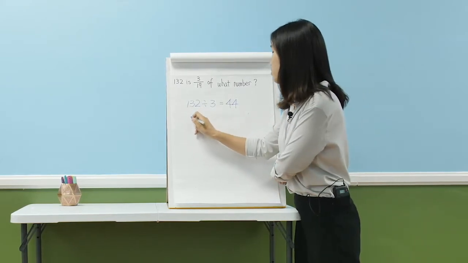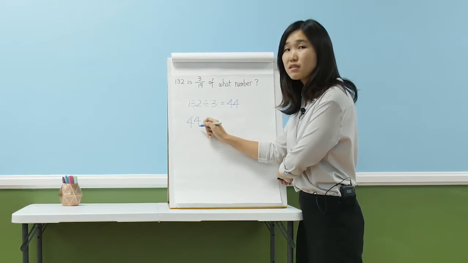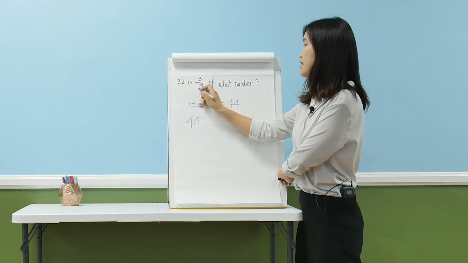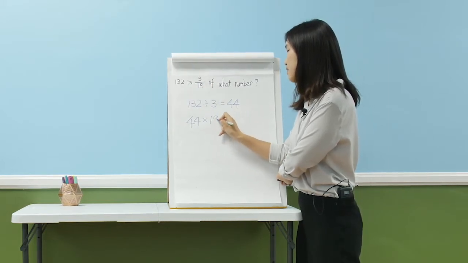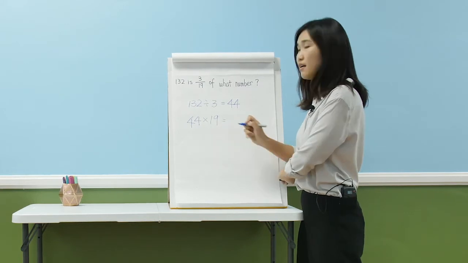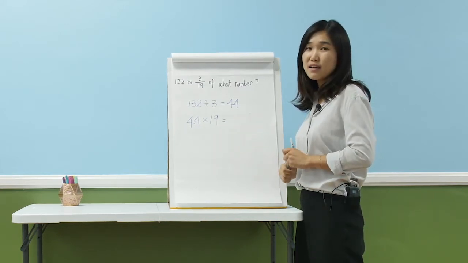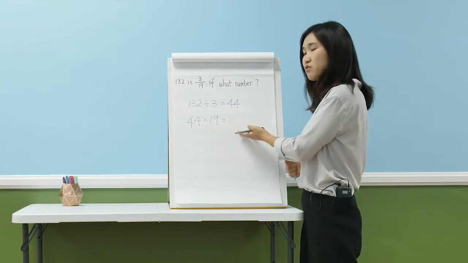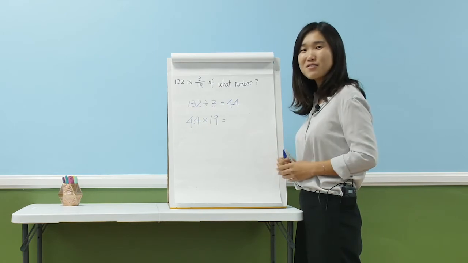Next, we are going to do 44. How many boxes are we looking for? 19. Multiply 19. Now we have the answer. You will say, oh my God, the answer is too hard to find out. But don't worry, A+ Word Education will tell you a simple way to find it out.